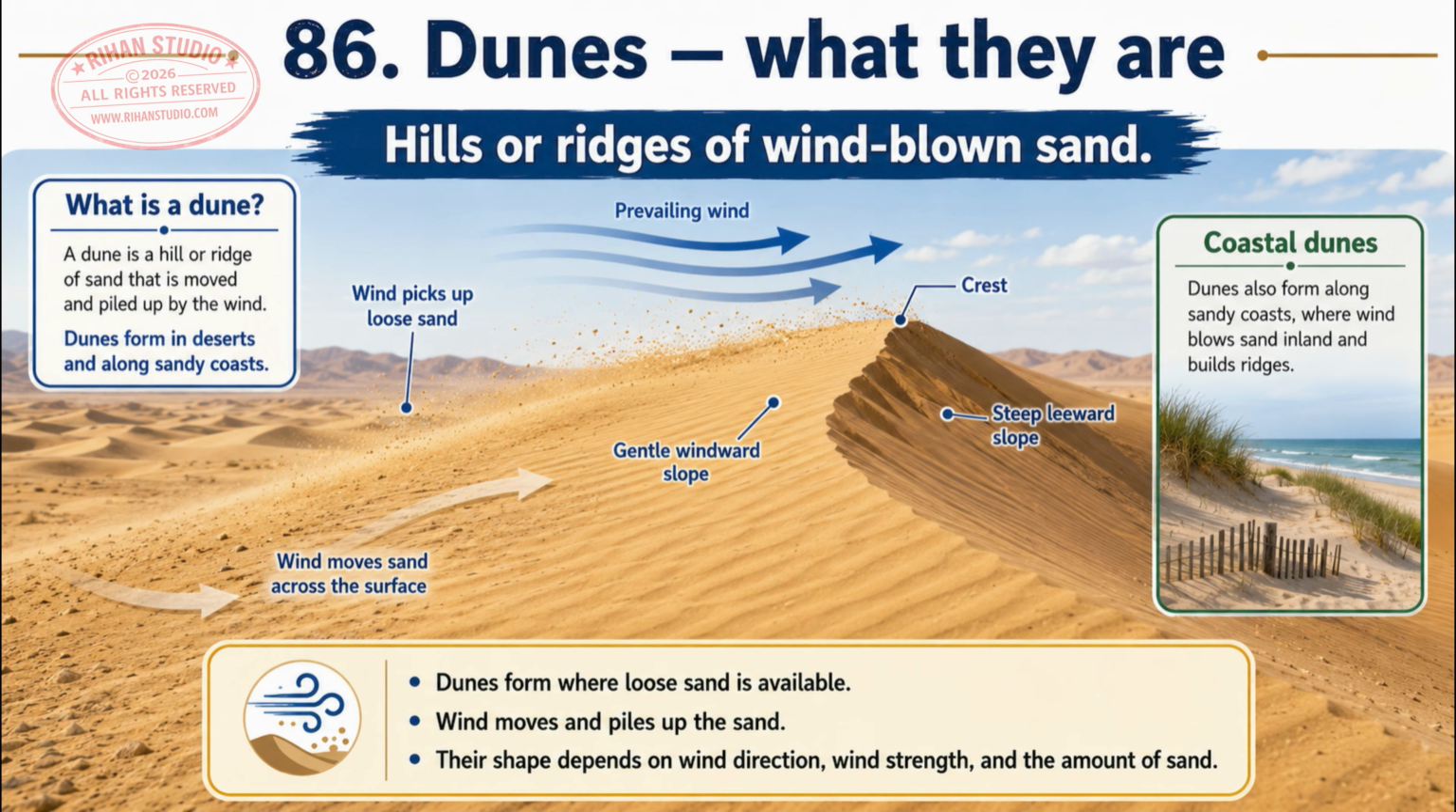Dunes. What they are. Hills or ridges of wind-blown sand, found in deserts or along sandy coasts. Figure 2.23. Dunes are hills or ridges of sand piled up by the wind. They form in deserts and along sandy coasts wherever there is loose sand and wind to move it. Their shape depends on how much sand is available and on the direction and strength of the wind.